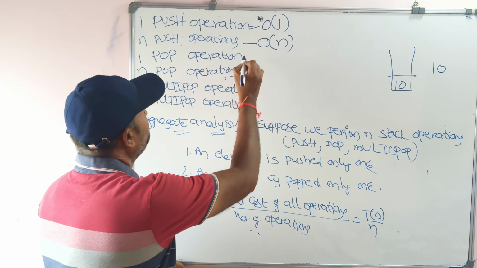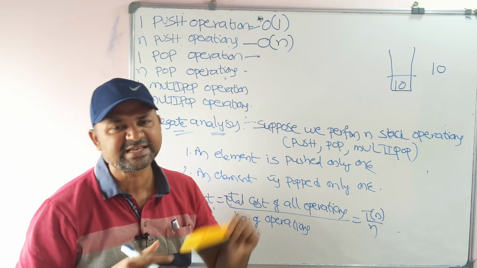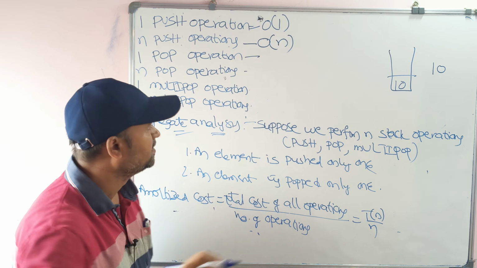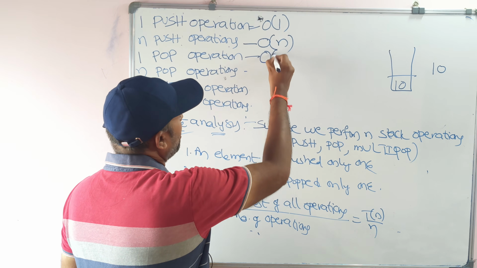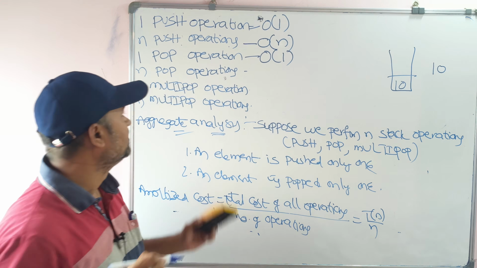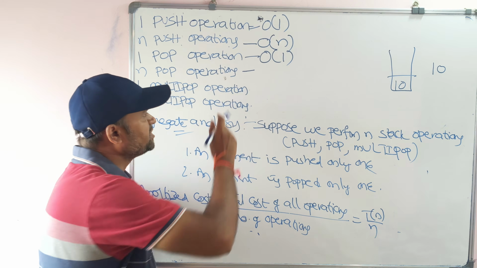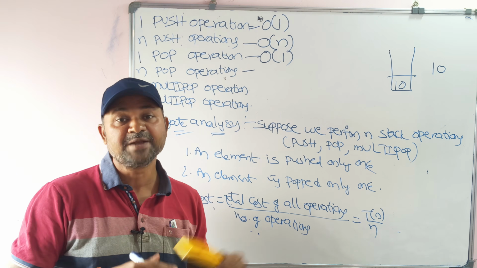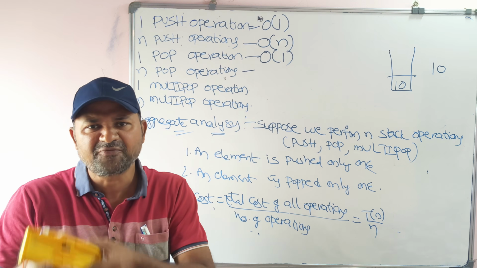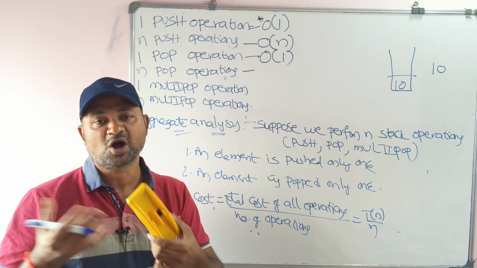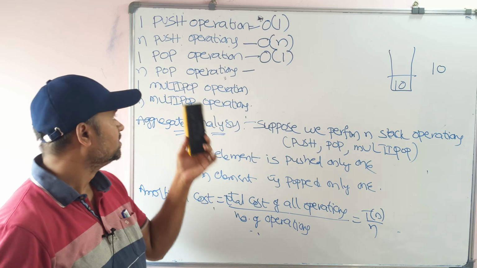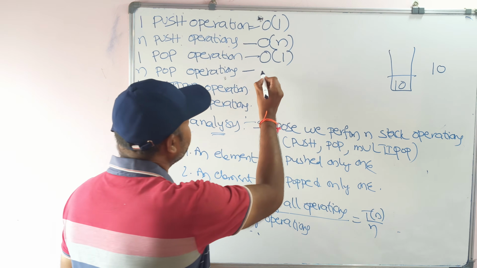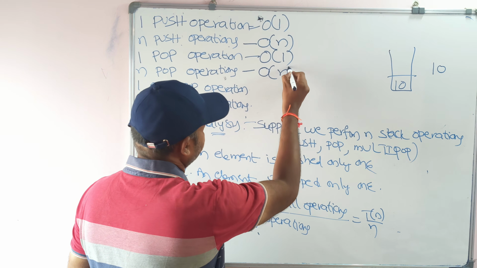Next, for one pop operation, what is the cost? We are popping only one element from the stack, so the cost is order of 1. Next, let us assume that we want to perform n pop operations. If we perform 3 pop operations, the cost will be order of 3. If we try to perform n pop operations, then the cost will be order of n.